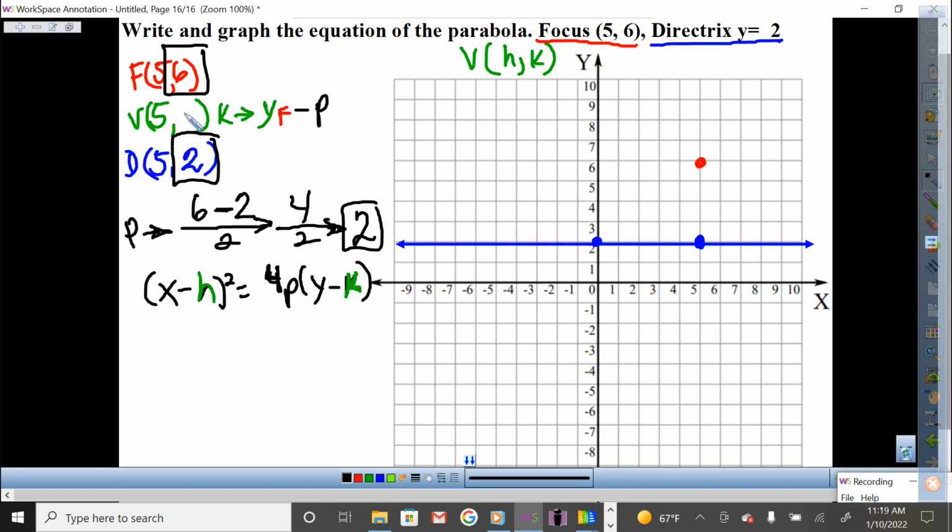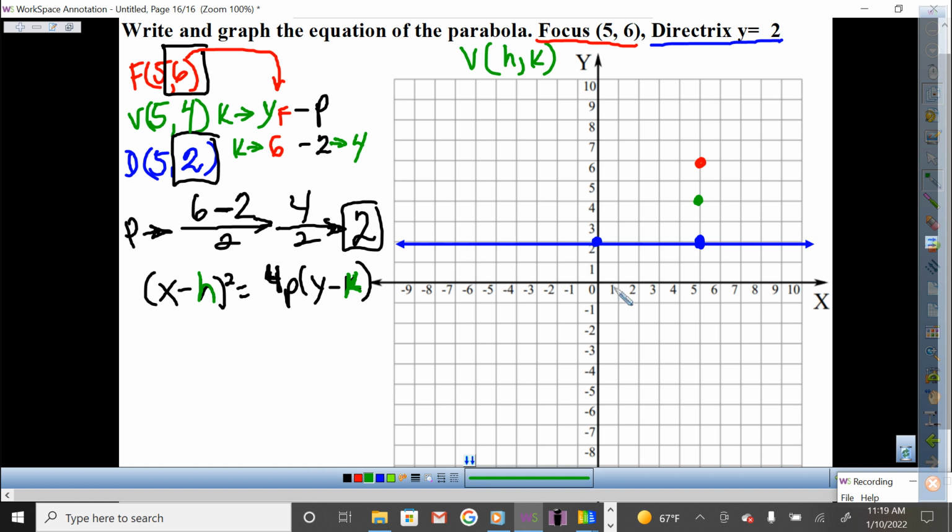Which means to find this value, I need to substitute 2 right here. And the y value of the focus, which is 6, goes right there. And that's how we find our k. What is k? K is 4. Plot 5, 4 and see if it's equidistant. 5, 4. Is it the same distance from each of the points? Yes. Is it 2 steps away from each point? Yeah, because that's what we got here, too.